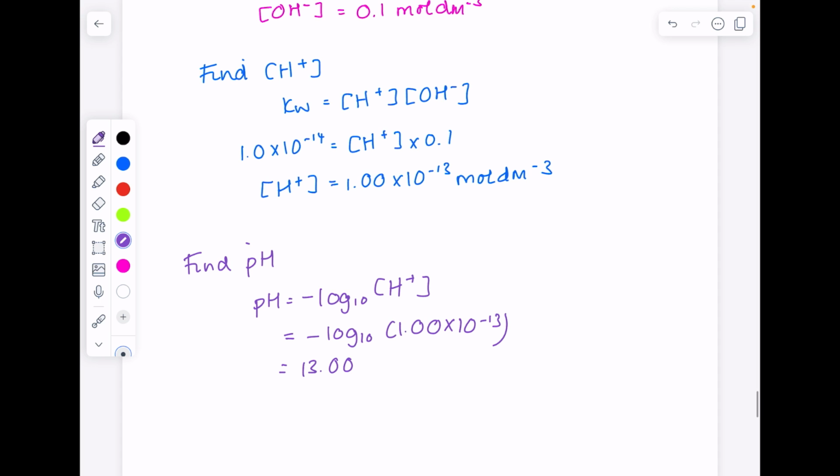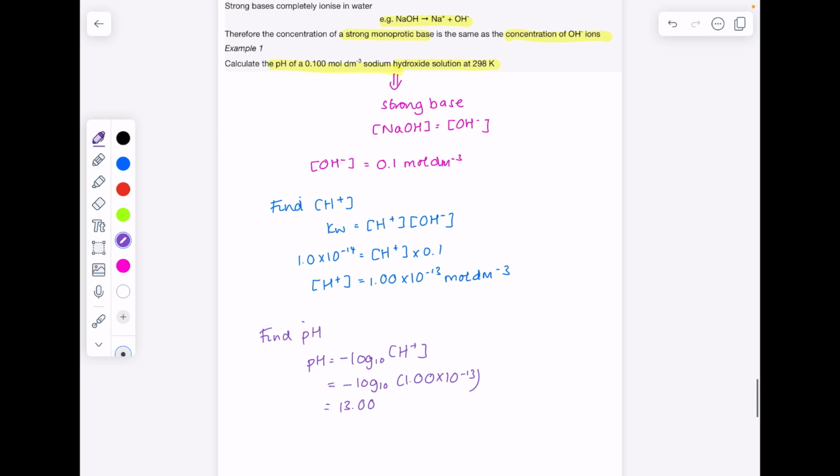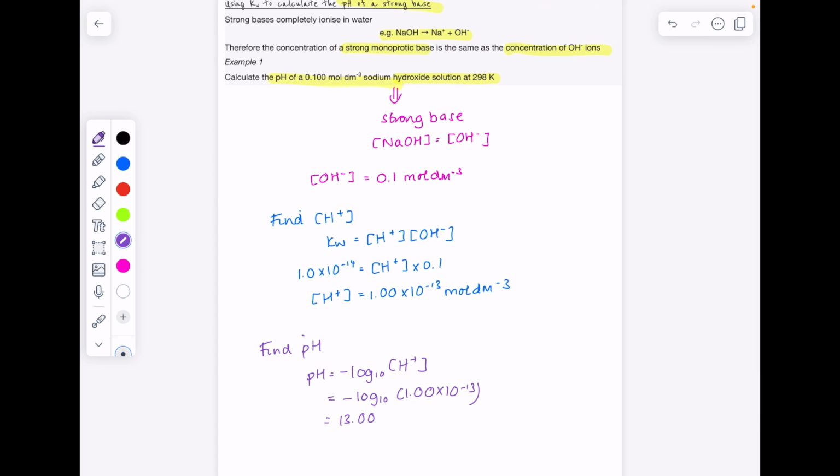That makes total sense. We started with sodium hydroxide. Sodium hydroxide is a strong base, so it makes sense, therefore, that it has a high pH. So what did we do to calculate the pH of a strong base? We knew, first of all, that the concentration of hydroxide ions equals the concentration of sodium hydroxide because it's a strong monoprotic base. We wrote down the ionic product of water equation, subbing in our value of Kw at 298 Kelvin. That enabled us to find the concentration of H+ ions, and then we fed that directly into our pH equation.